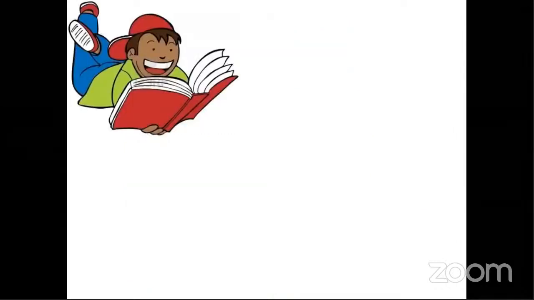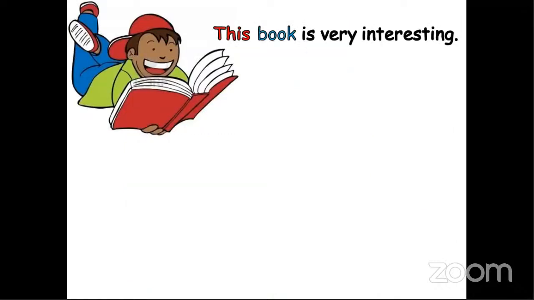Here is our example. This book is very interesting. Now this is a demonstrative adjective. We know this already. It identifies or specifies a noun by pointing at it. It is not making a reference over here. It is pointing exactly this book. So here also the demonstrative adjective has been used as a determiner.